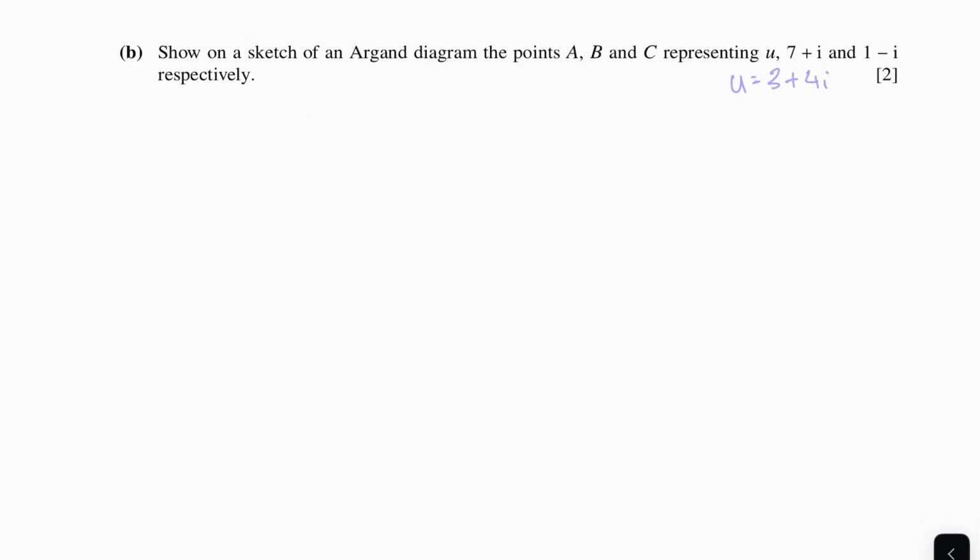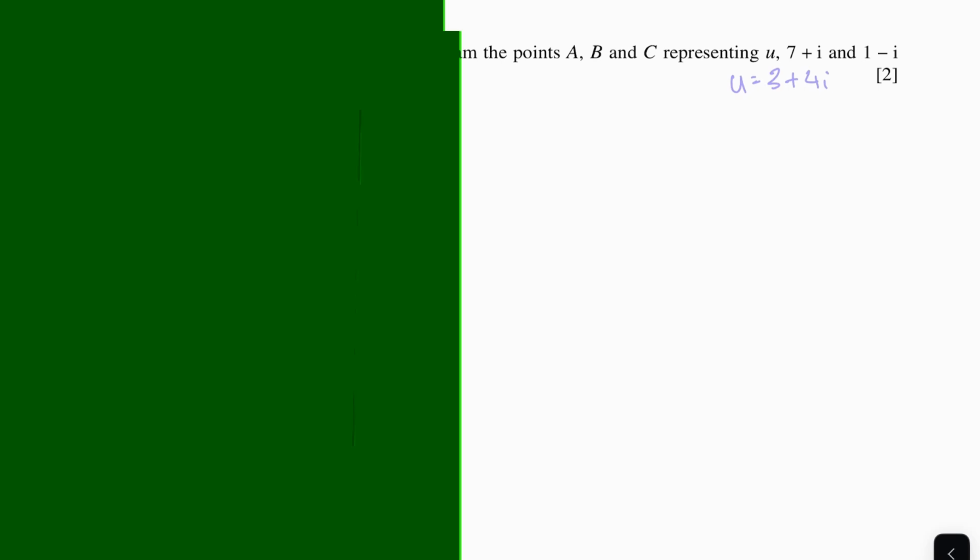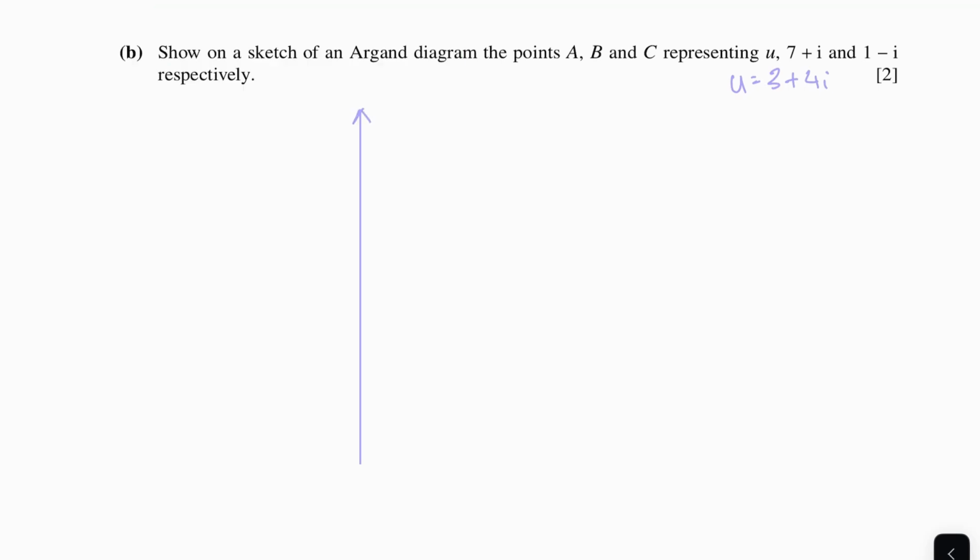Now for an Argand diagram, we need to create one vertical axis. You need to create this using your ruler, and we will call this Im for the imaginary axis, and one horizontal axis, which is our real axis. Now let's sketch. First we're going to do u. So roughly we can say that 3 is over here and 4 would be a little higher, so over here, and then we can sketch point A over here. These do not need to be that exact because this is simply a sketch.